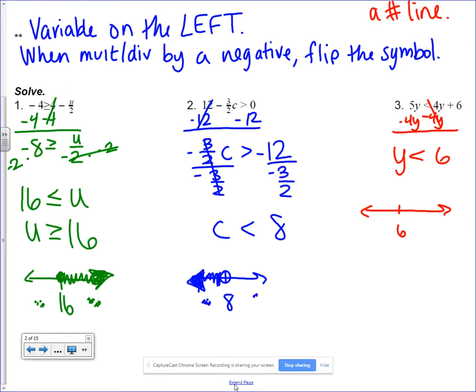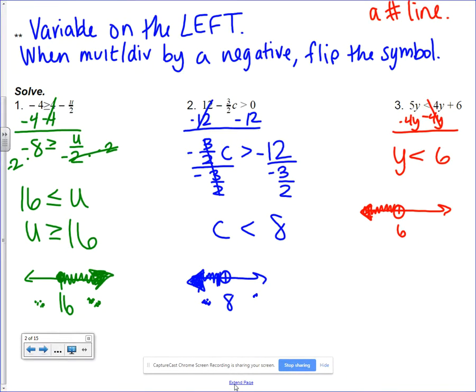Equals bar means closed. No equals bar means open. To the left. See how that less than arrow points to the left? So it'd be over here. So you tell me, give me an answer that would work in this inequality. 1 would be over here. Perfect. What about an answer that will not work?